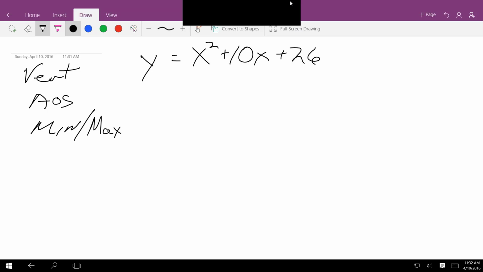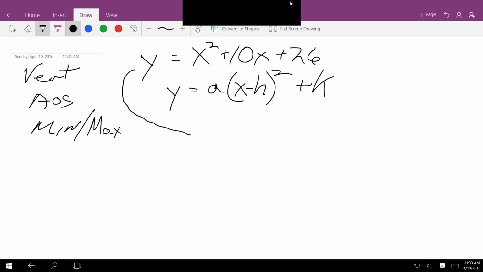Notice what happens. What's vertex form? A times x minus h quantity squared plus some k. The reason that's vertex form is because h and k are your vertex. So if I can get this into vertex form, I'll be able to tell you the vertex immediately. I'm going to rewrite this by putting parentheses around the x terms, leaving room to complete the square, and putting my 26 over there. So far I didn't change anything, right?